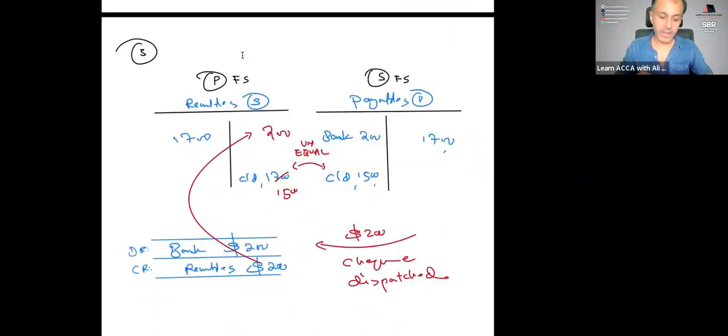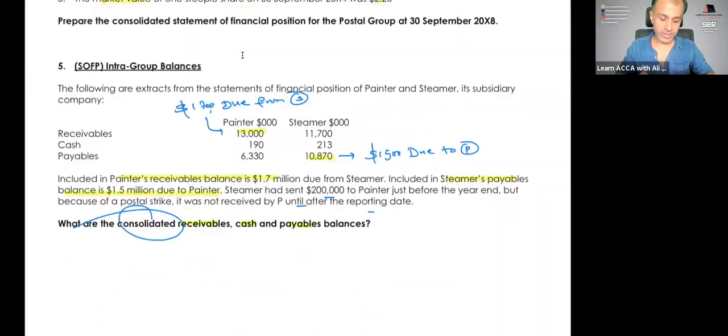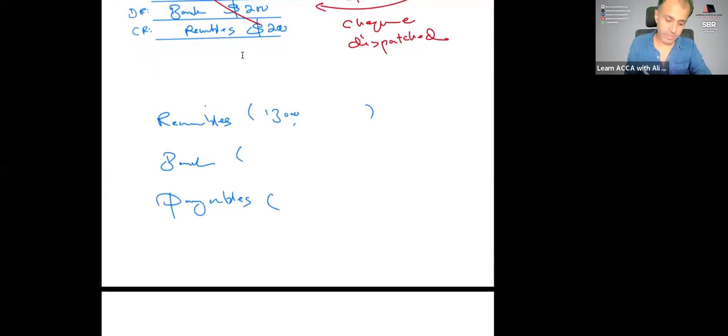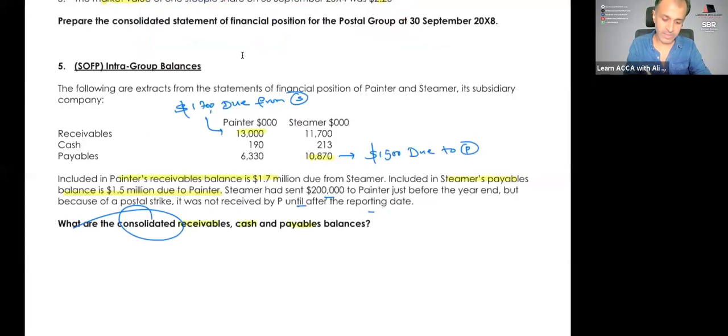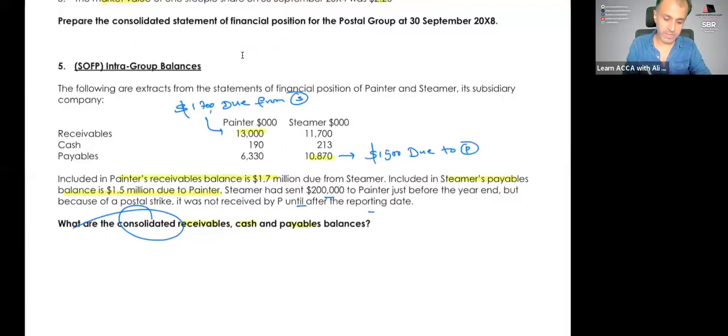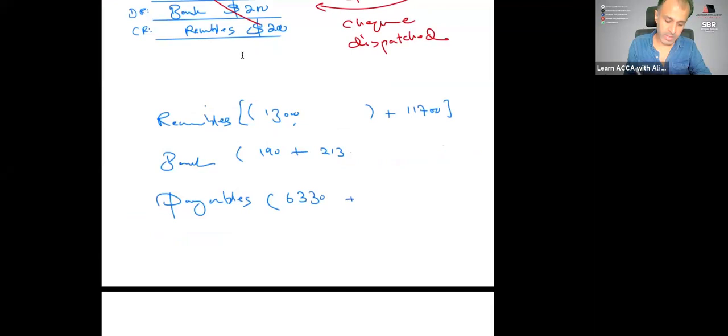Now, to really adjust it in the way the consolidation requires it to be adjusted, I'll have to go and do this task of combining P plus S balances. To understand, I was preparing those T accounts, but eventually one has to answer it in that way. So receivables are 13,000, and I can put this into another bracket since the adjustments will come in. The balance of S is 11,700. The balance of bank is 198,213. Payables are 6,330. And we have this balance 10,870.